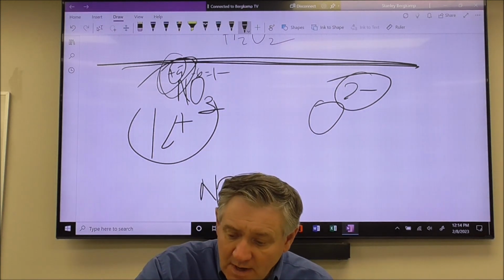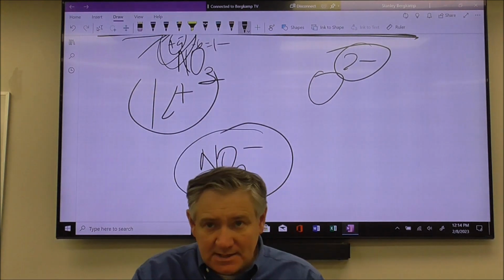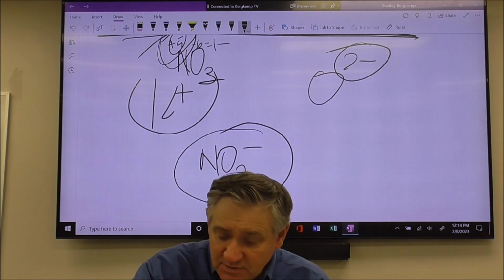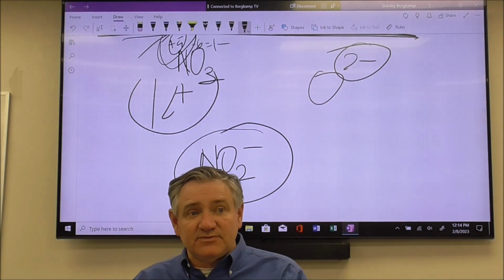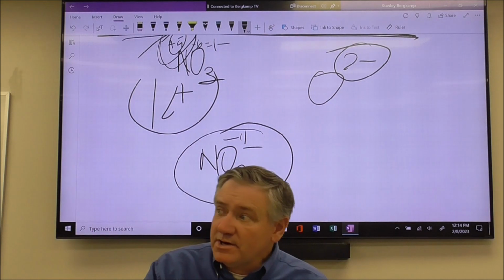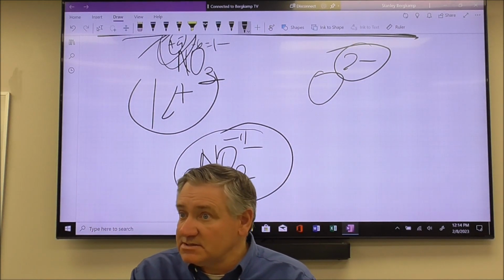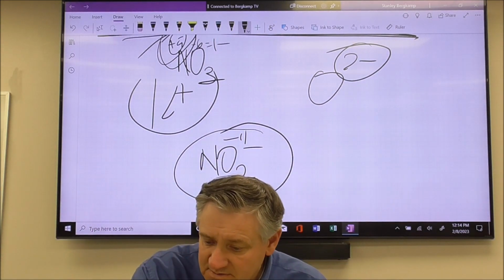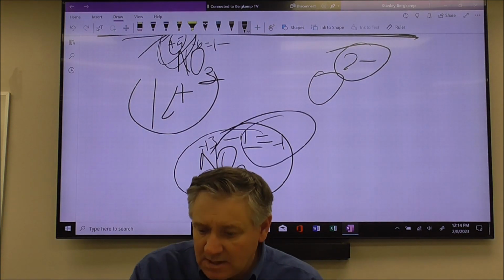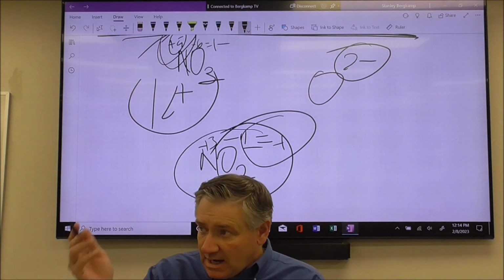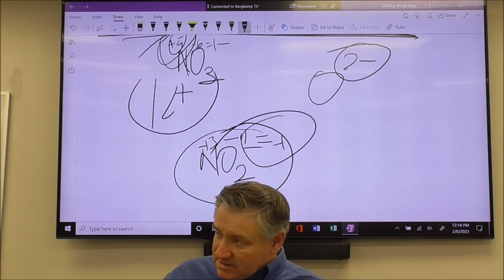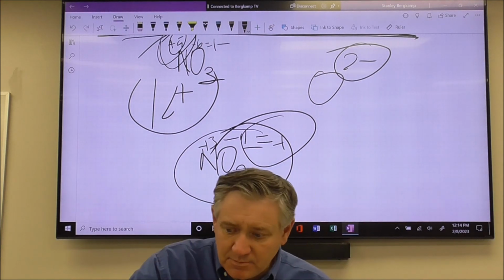So if I want to figure out the oxidation state of everything in a nitrite, start with the oxygens, right? You've got 2 oxygens, each of those at -2, which gets you to -4. So here the oxidation state of nitrogen is +3. Because that way everything adds up to -1. So sometimes nitrogen is going to have an oxidation state of +3. Sometimes it's going to have an oxidation state of +5. It depends on what it's bound up with.